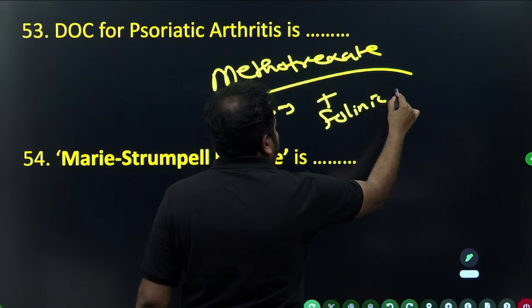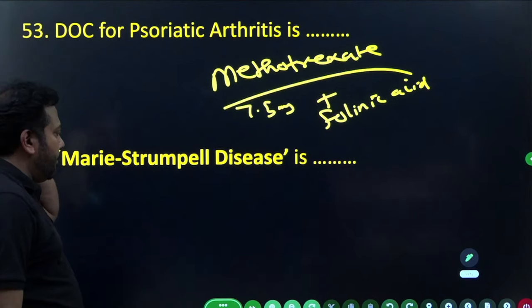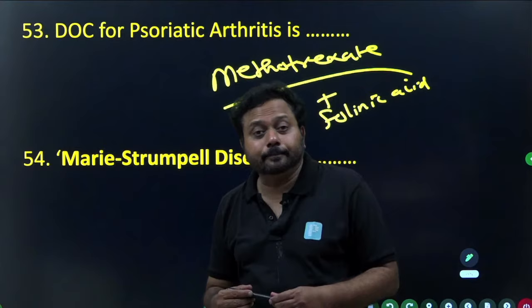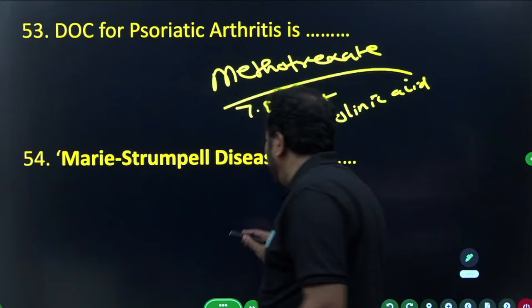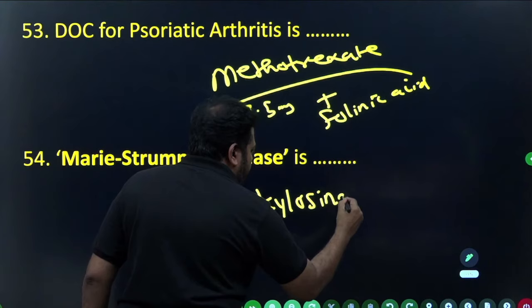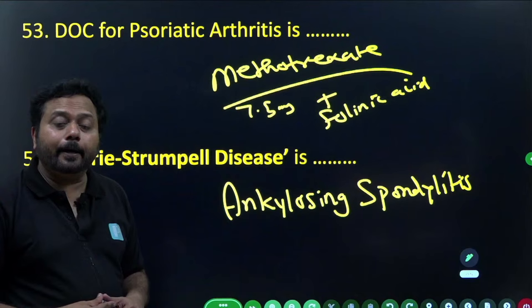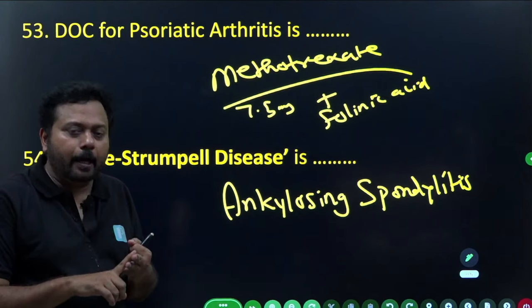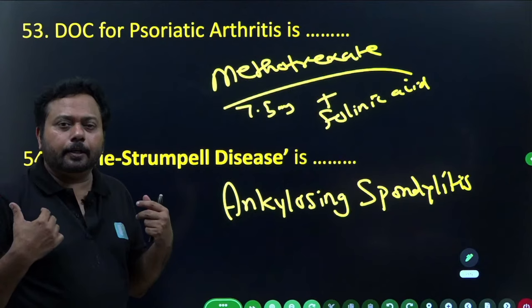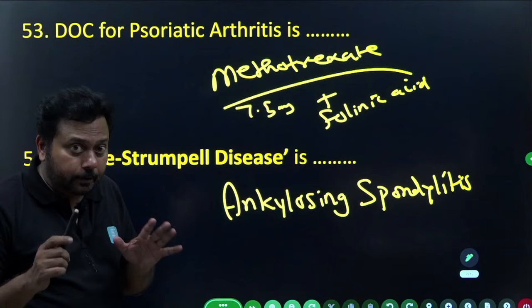Marie-Strumpell disease. What do you mean by Marie-Strumpell disease? The name may sound something very new, but Marie-Strumpell disease is nothing but ankylosing spondylitis. Ankylosing spondylitis means you should know certain things: common in men, HLA-B27, first area affected is the sacroiliac joint. And in the criteria, there is restriction of chest expansion. So sacroiliitis, main cause is ankylosing spondylitis.